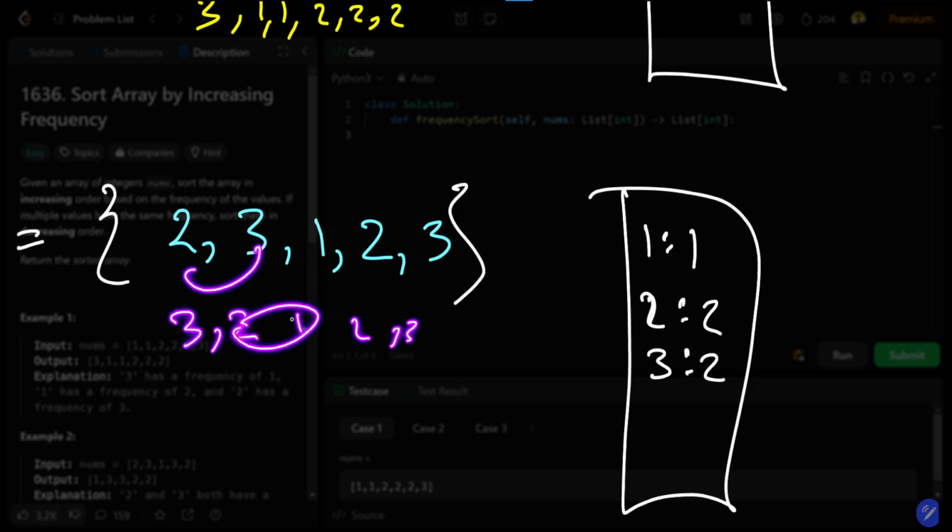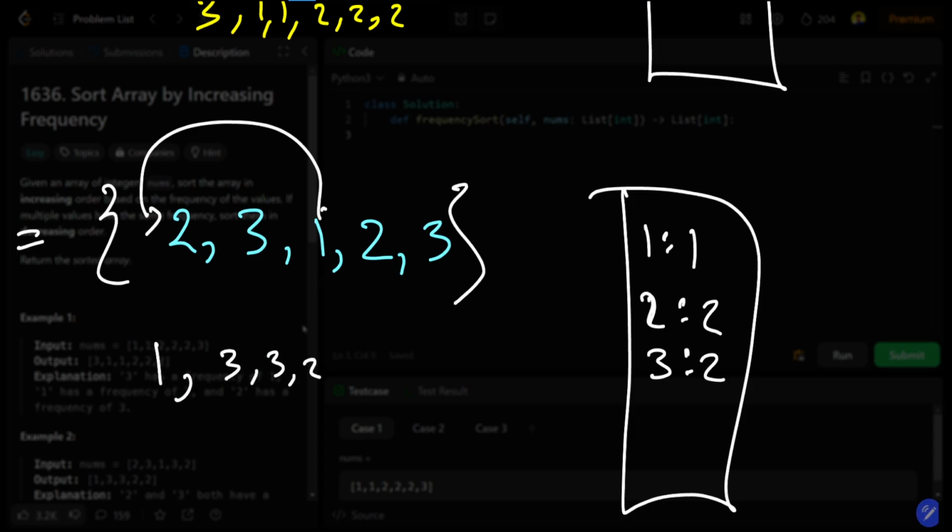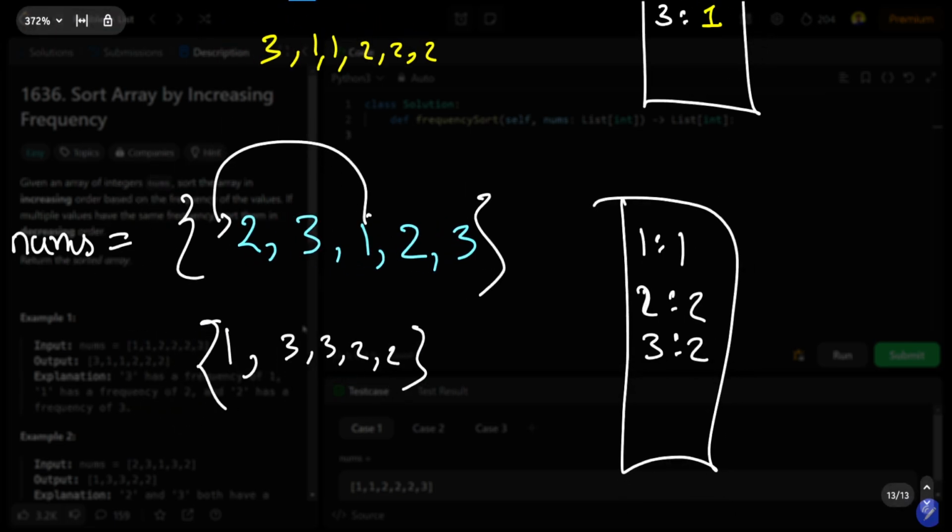I will have 3, 2, 1, 2 and 3. Again, I will do the comparison with this 2. I can see that one has a frequency of one and the other has a frequency of two. That means 1 should definitely come before 2 and 3. So at last it will look like 1, 3, 3 and 2, 2. So this is the normal approach of how it works behind the scenes.